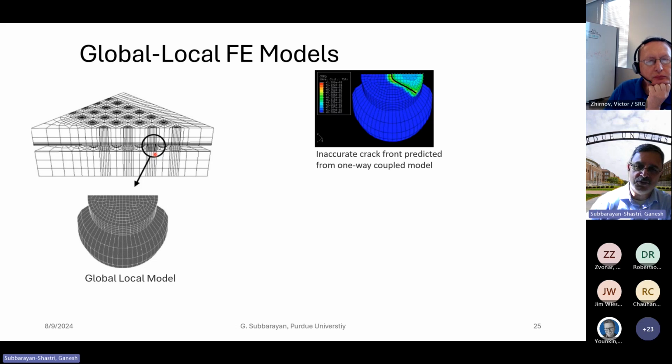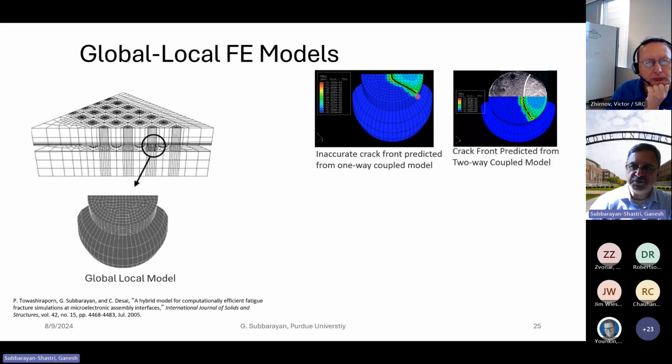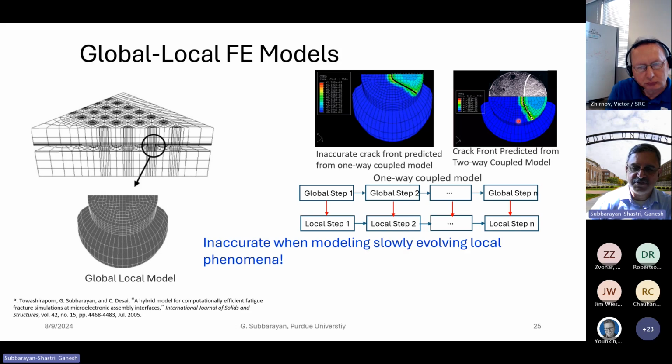So if you were to actually model the crack propagation, this is some work that we did about 20 years ago, you'll find the crack fronts are not accurate. By the way, we were among the first groups to actually track fatigue crack propagation in solder joints. This was the work that did that. However, if you have a two-way coupled model, then the crack front is a lot more accurate. So even though a solder joint might look insignificant in terms of volume, and in terms of its stiffness relative to the overall structure, it does influence the overall structure. There is actually feedback to the overall structure. And if you don't capture that back and forth feedback, then you would not be able to predict the failures accurately. So I'm going to skip through some of these details.